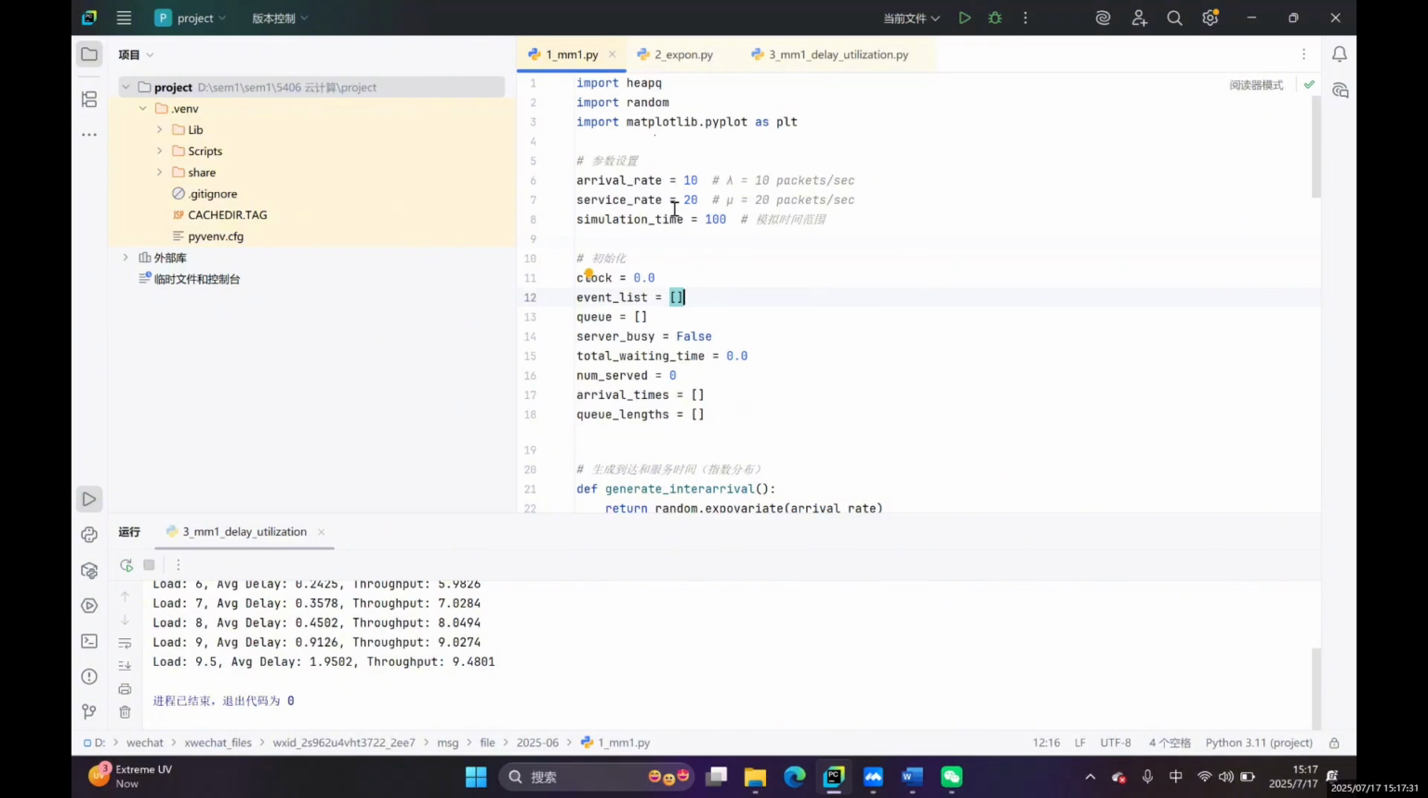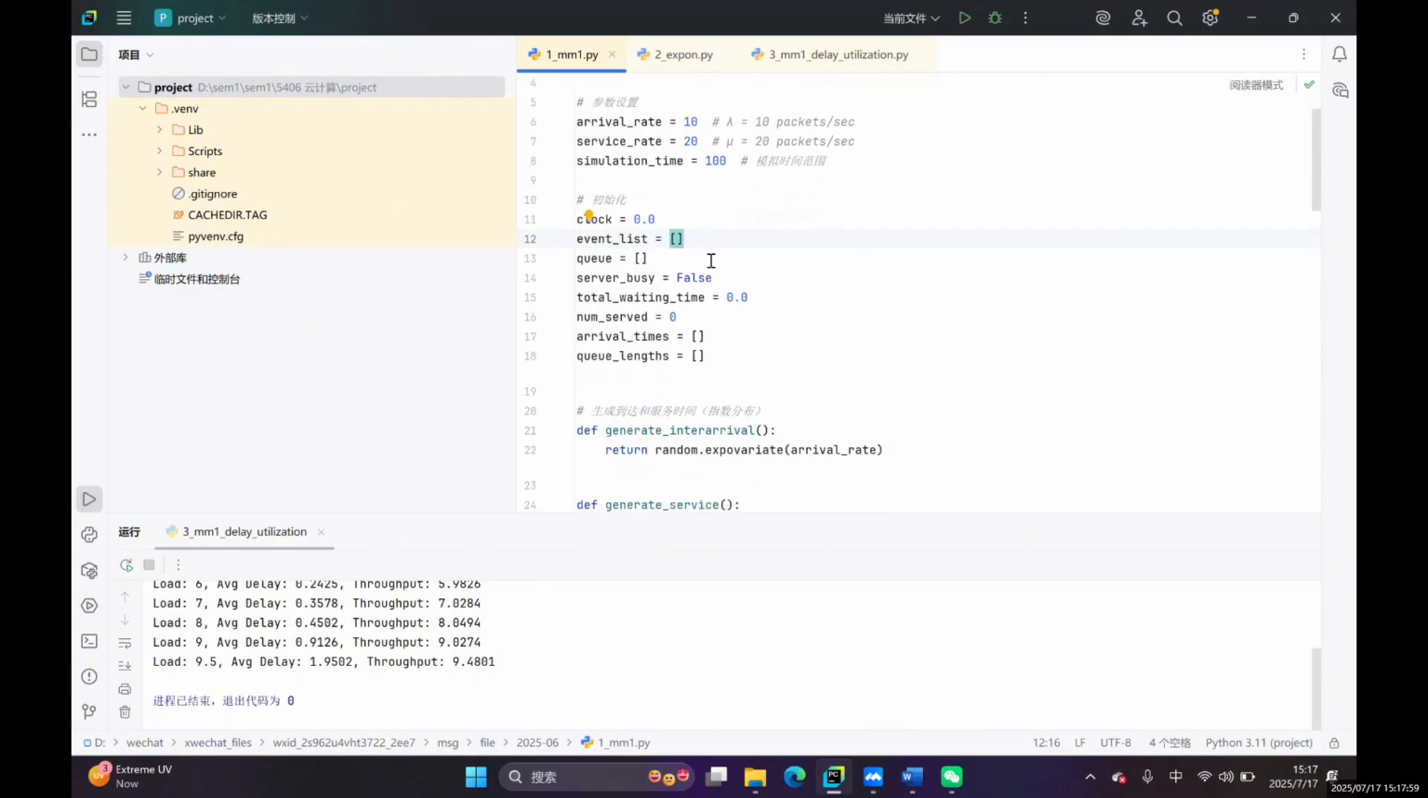At the beginning, I imported the basic libraries, such as heapq, used to maintain an event list with the earliest event always processed first, and random, to generate random arrival and service times with exponential distribution. And the last one is matplotlib, which is used to visualize the queue length later.